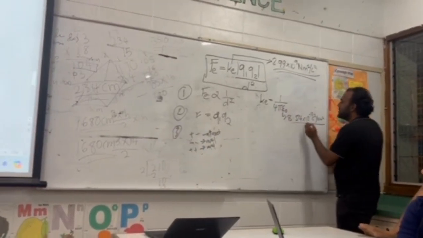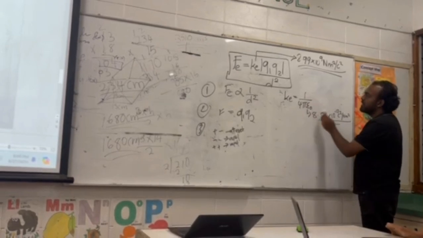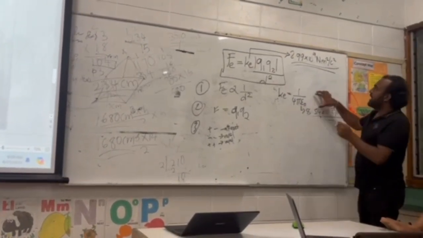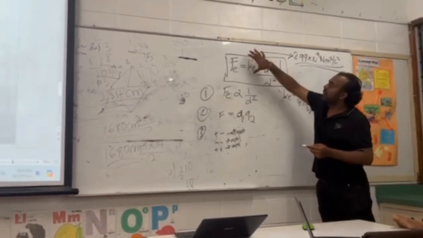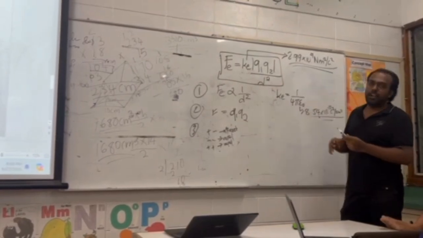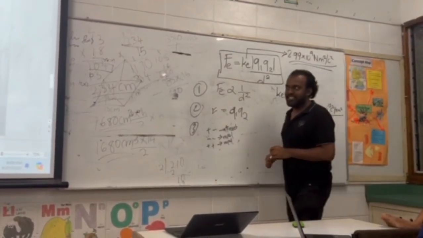Once you substitute this value in place of epsilon naught and press in the calculator 1 divided by 4 pi times this value, you'll get this value. So from this value you substitute into the electric force formula, then you can calculate your electric force.